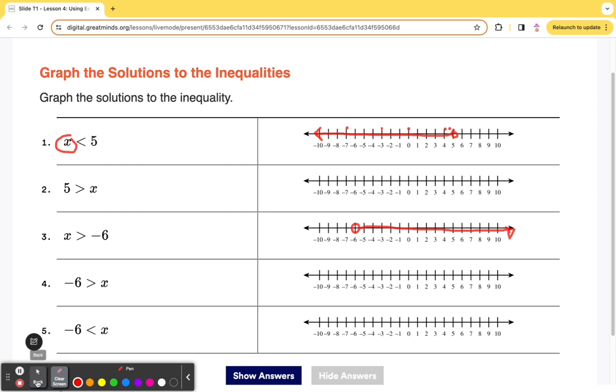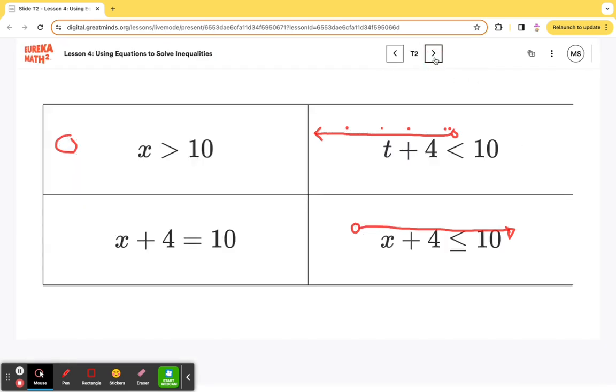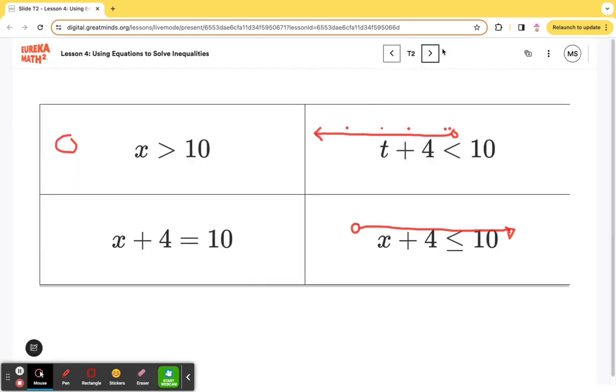All right, moving on. Oh, these not erased. Let's see.